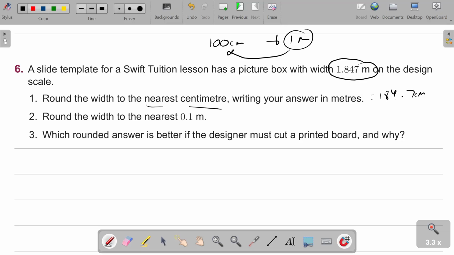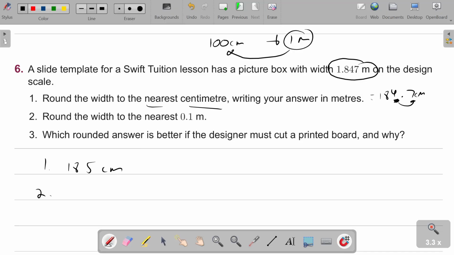I must look, okay, this is the nearest centimeter. I must look at the next number over here. So I'm focusing on the 4, but I look at the number after the 4, and I realize that I can go up. That'll be 185. So in this case, the answer to number 1 is going to be 185, because after the decimal point, it is a 7, which is bigger, obviously, than a 5. So we need to go upwards. So that's going to be the answer to the first question.